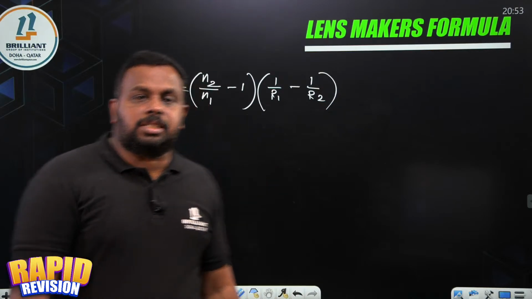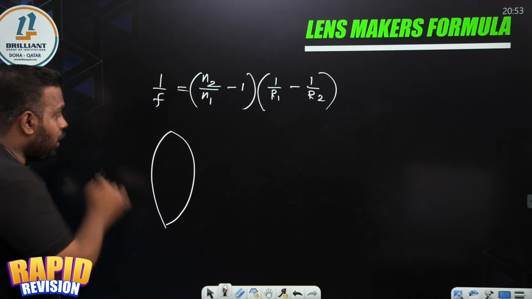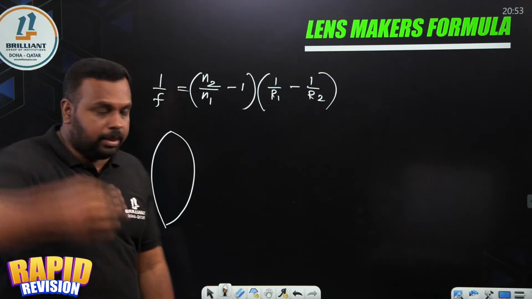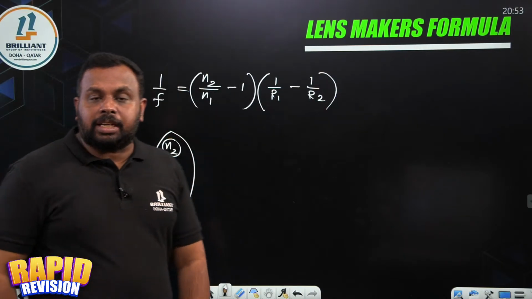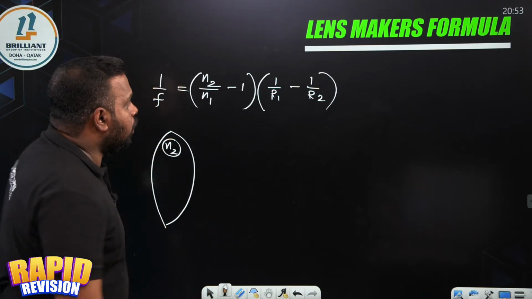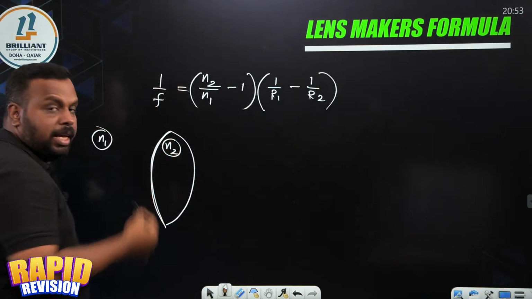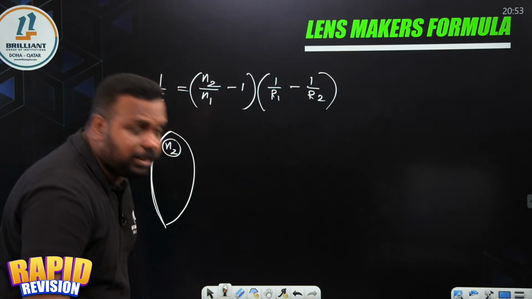For example, I am taking a medium here, and it's a lens. n1 is the refractive index of the medium in which the lens is placed, and n2 is the refractive index of the material of the lens. r1 is the radius of curvature of the first face and r2 is the radius of curvature of the second face. f is the focal length.